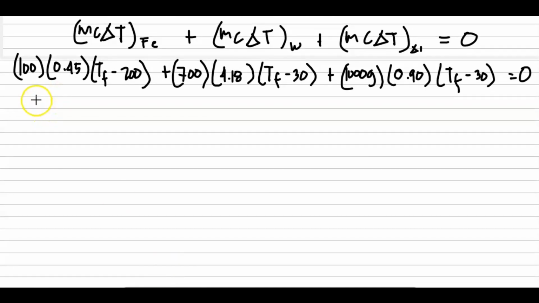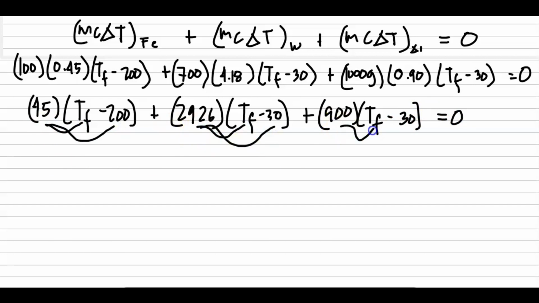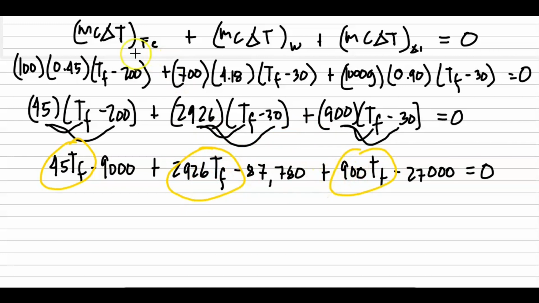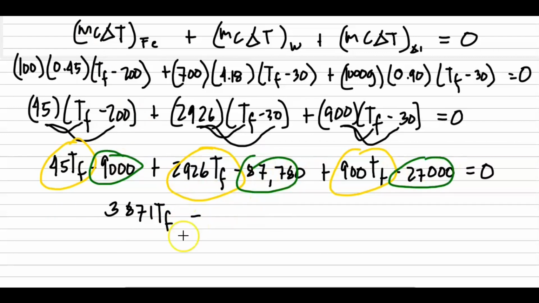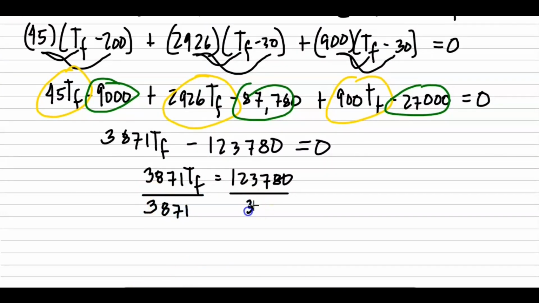We can simplify this by multiplying the masses and the specific heats. And after which, you multiply it by the change in temperature. Then, you need to combine all the like terms. And finally, you can solve now for the final temperature. Our final temperature here is equal to 31.98 degrees Celsius.